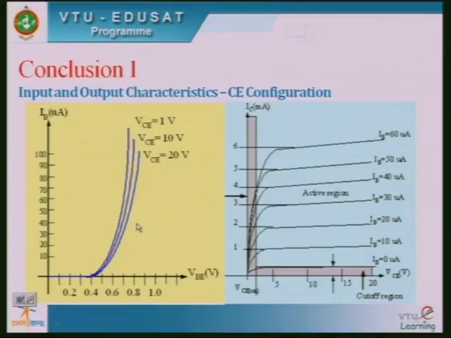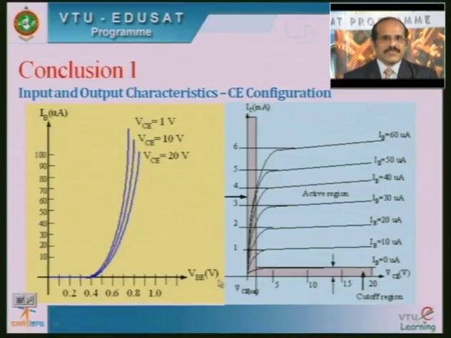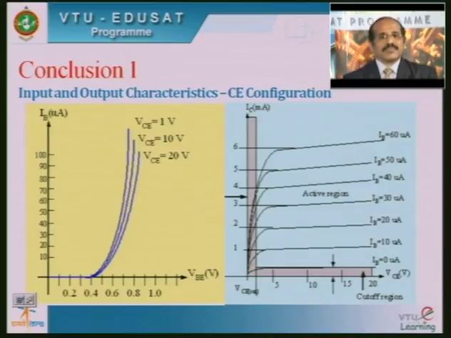Now let us conclude this particular session. Friends, we have studied and analyzed the input and output characteristics of the CE configuration. The CE input characteristics are input voltage versus input current, that is VB versus IB, keeping output voltage constant. Another point is that the input characteristics look almost similar to a forward biased PN junction.